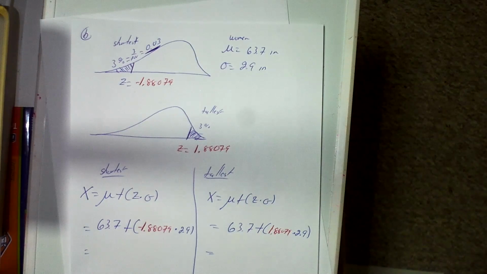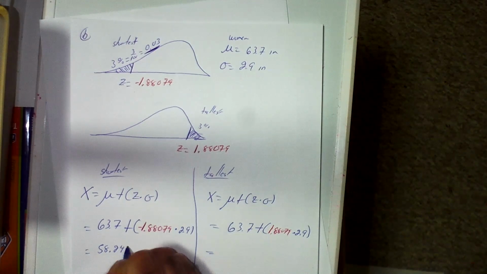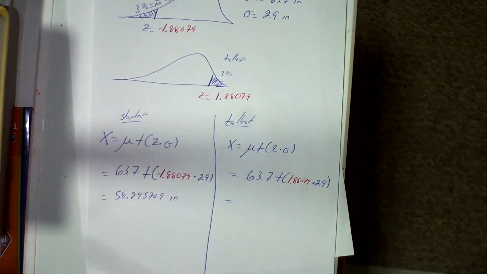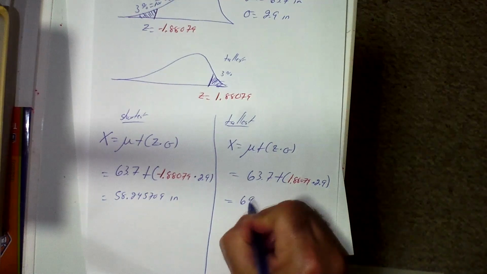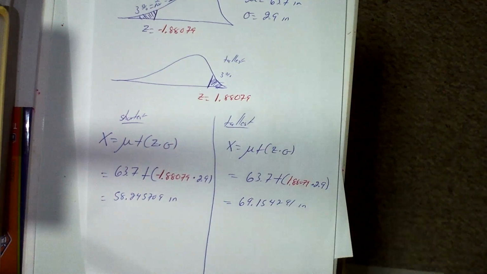Oh, 2.9. 58. There we go. 58.245709 inches. And then the other one is going to be 69.154291 inches. All right, so there are your two height requirements.